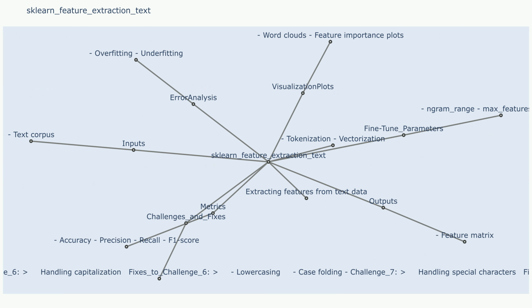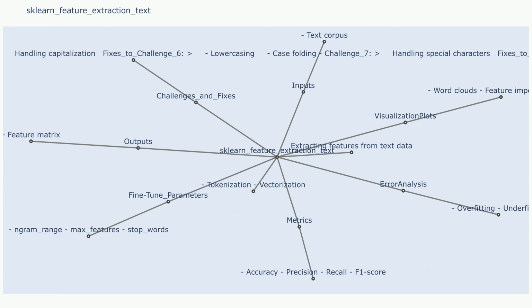Steps. Tokenization. Text is broken down into individual words or phrases called tokens. Normalization. Text is transformed into a standard format, e.g., converting to lowercase, removing punctuation, or stemming words. Feature extraction. Features are extracted from the processed text based on the chosen method: BoW, TF-IDF, hashing, etc.